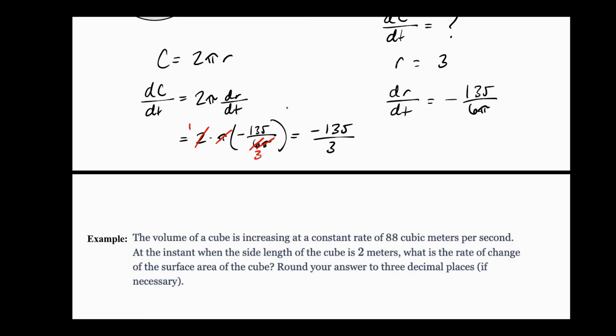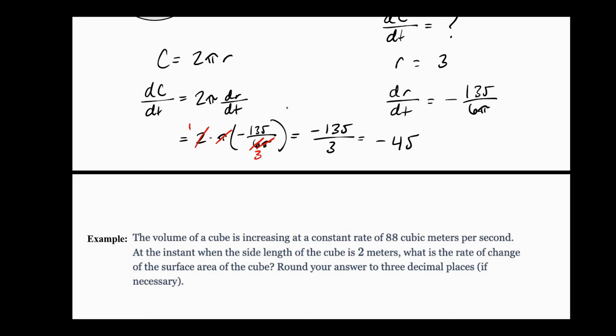Okay, so you get negative 135 over 3, which as a fraction is actually the whole number, isn't it? Negative, what is it? 45? Okay, good.